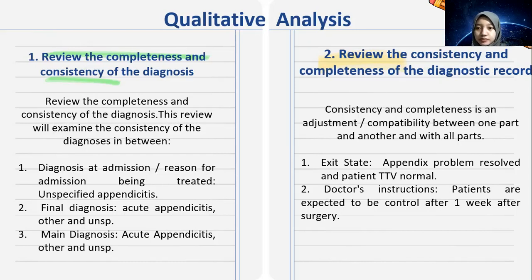2. Review the consistency and completeness of the diagnosis record. Consistency and completeness is an adjustment or compatibility between one part and another and with all parts. 1. Exit state: appendix problem resolved and patient condition normal. 2. Doctor instruction: patients are expected to be controlled 1 week after surgery.